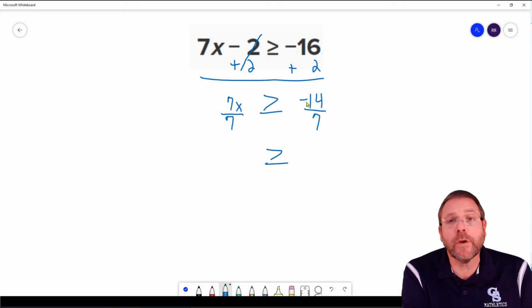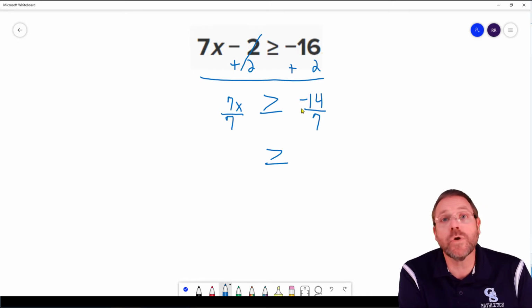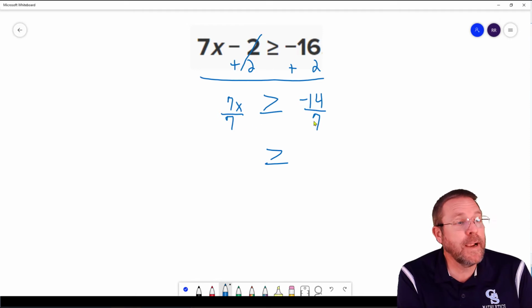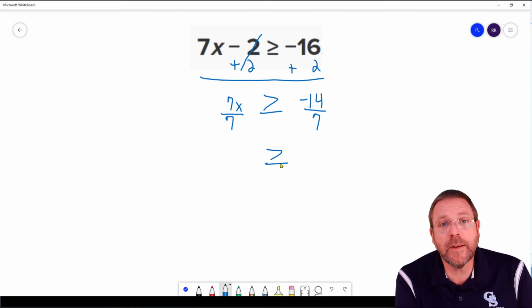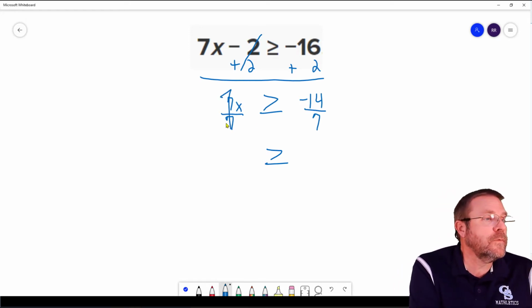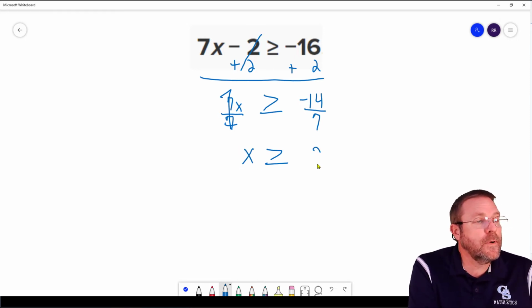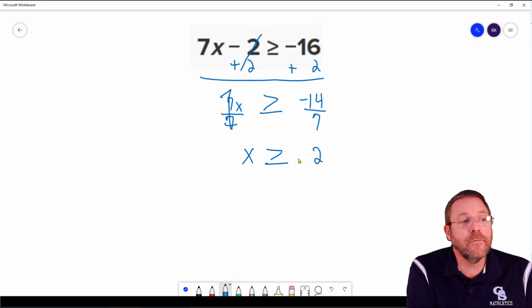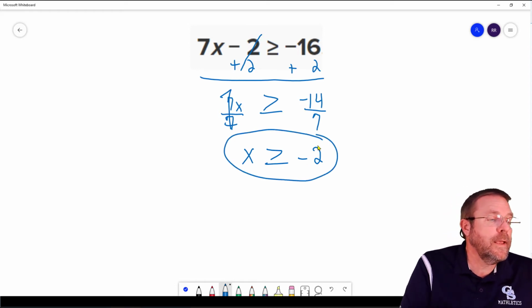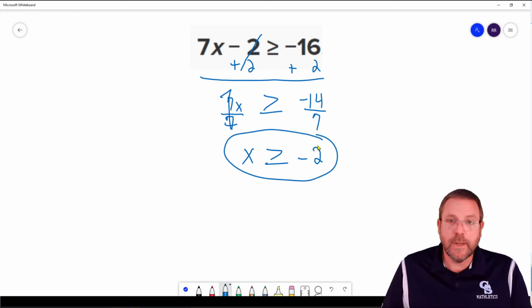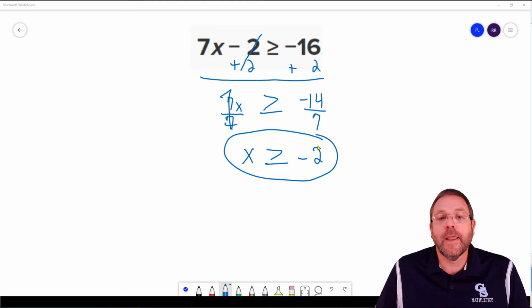Yes, I know, there's a negative 14 there. I don't care, because I didn't do anything to that. I divided both sides by 7. I did not divide both sides by negative 14. The sign stays the same. These 7s divide out, leaving x. Over here, 14 divided by 7 is 2. Negative divided by positive is a negative. X is greater than or equal to negative 2 will be our answer.